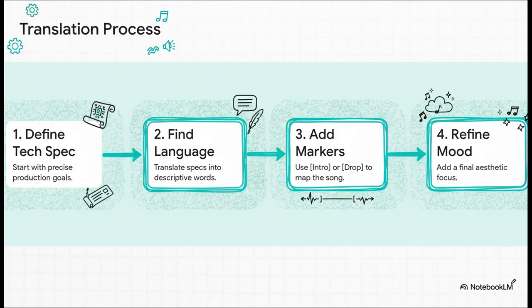And you can break the whole process down into 4 pretty simple steps. First, define your technical goal, what you want to happen. Second, find those descriptive words to paint a picture of it. Third, you add structural markers, intro, drop, chorus, to map the whole thing out. And finally, you wrap it all in an overall mood like midnight drive through a sleeping metropolis.